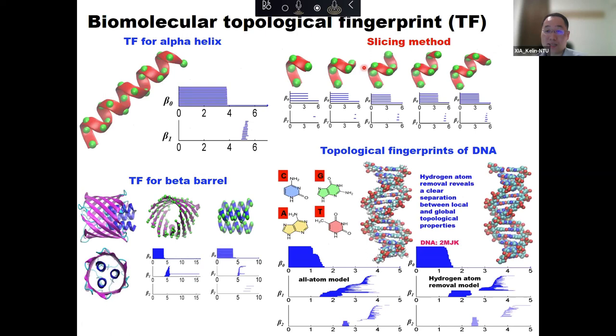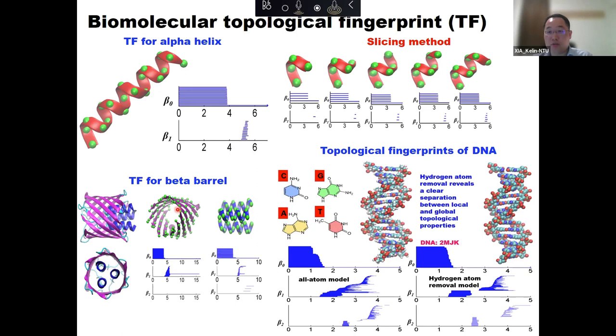Using this idea, we're trying to play a little more, and we're trying to see what the barcode looks like, what the fingerprint looks like for biomolecules. Proteins are made of two types of secondary structure, what they call alpha helix, like the ones here, and beta sheets. These are the two essential structures for proteins.